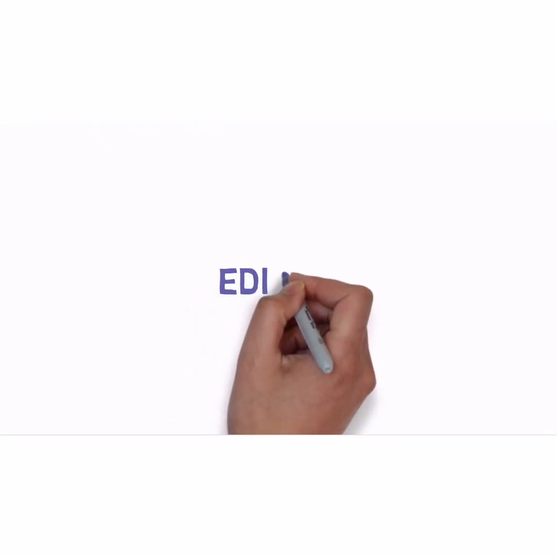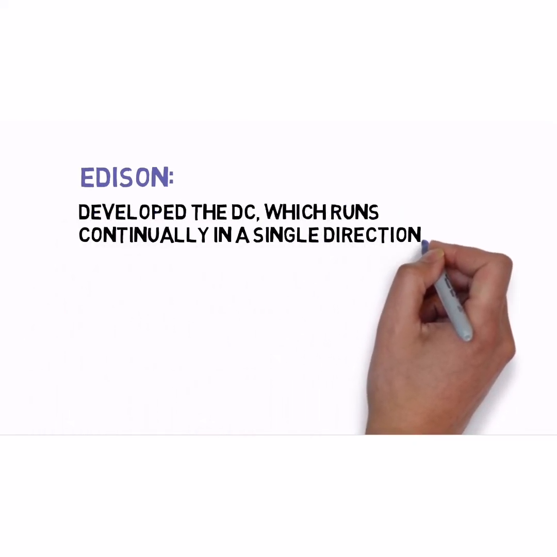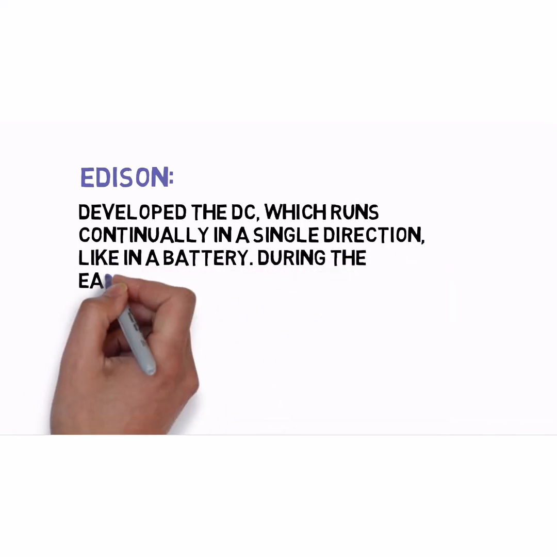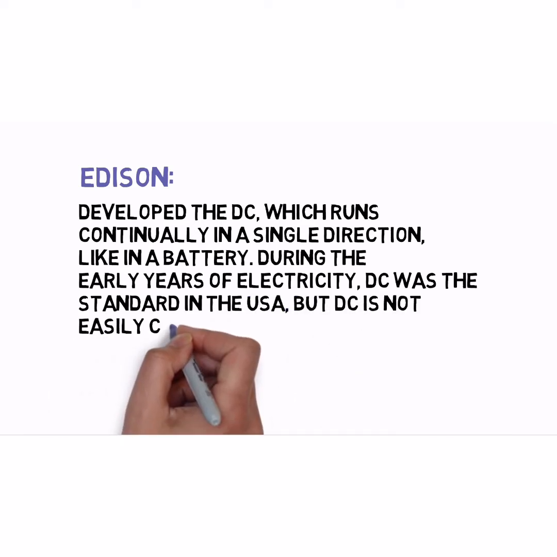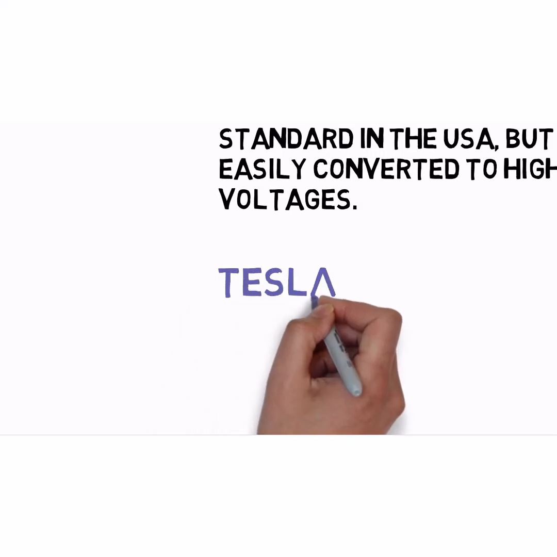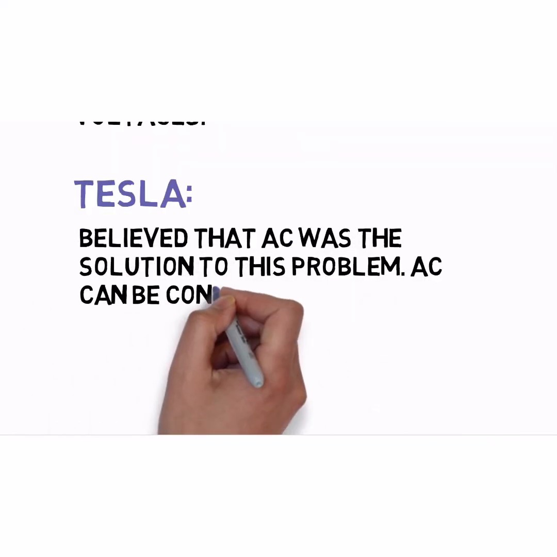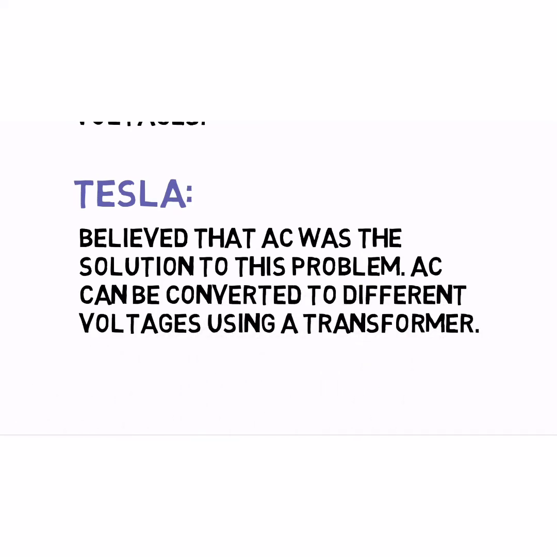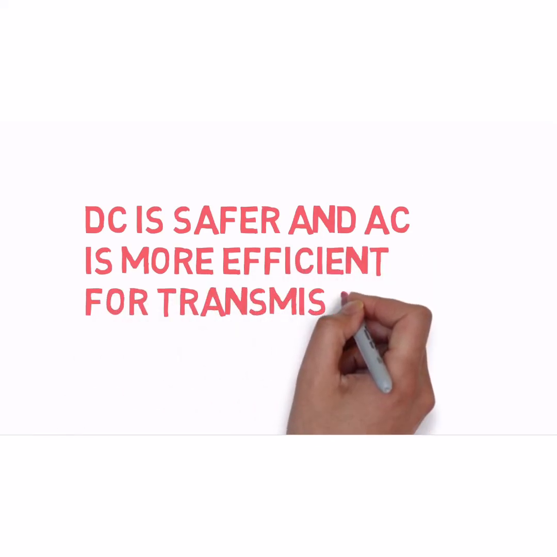Edison developed the DC, or direct current, which runs continually in a single direction, like in a battery. During the early years of electricity, DC was the standard in the USA, but DC is not easily converted to higher or lower voltages. Tesla believed that AC, or alternating current, was a solution to this problem. AC can be converted to different voltages using a transformer. DC is safer and AC is more efficient for transmission and transformation.